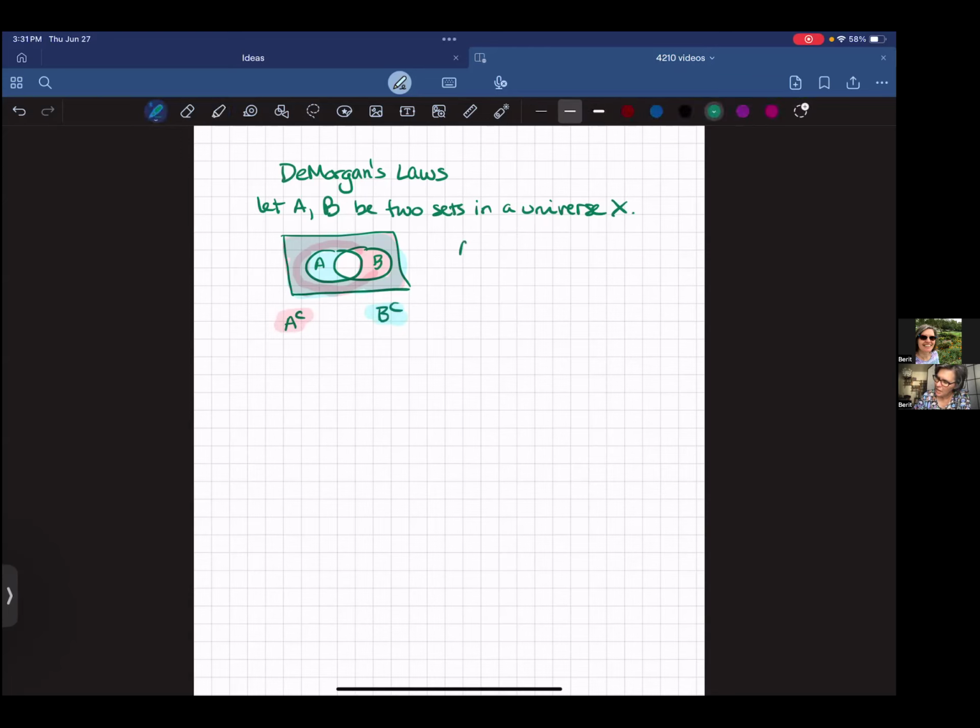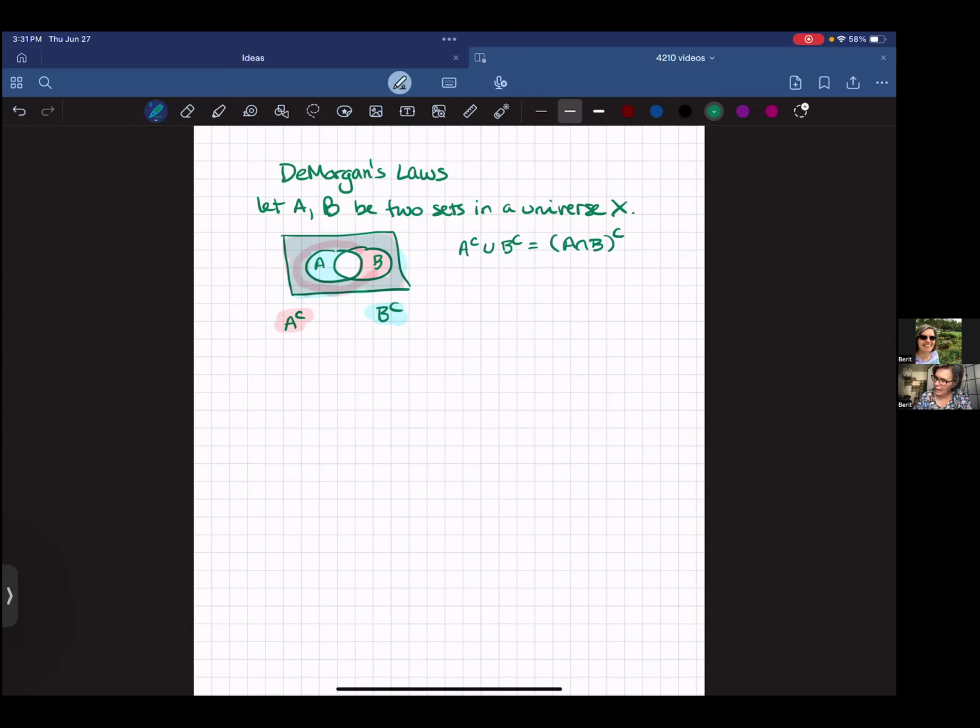So what is A complement union B complement? A complement union B complement would be anything that's shaded in either color. So it's everything but the plain white part. That means it's everything but the part where they overlap. And so that means that it's the complement of their overlap. So A complement union B complement is A intersect B complement.